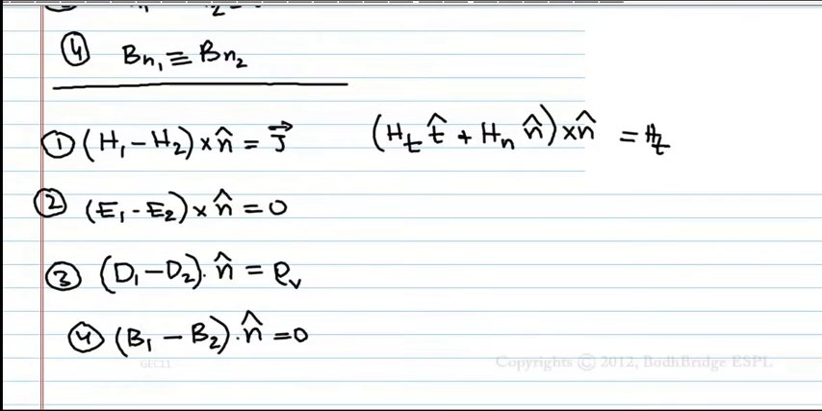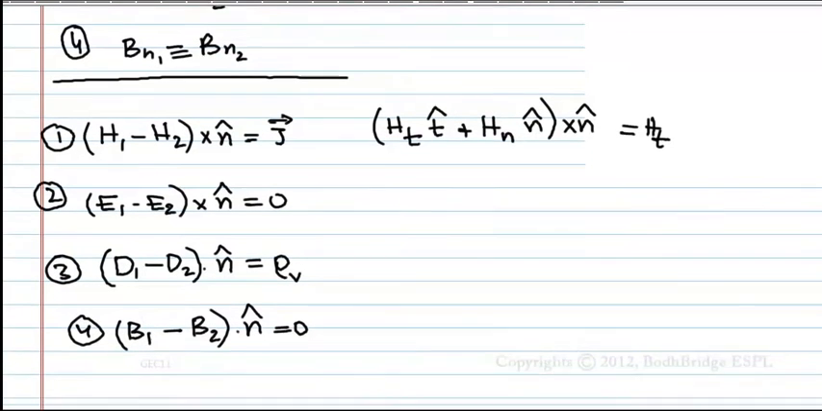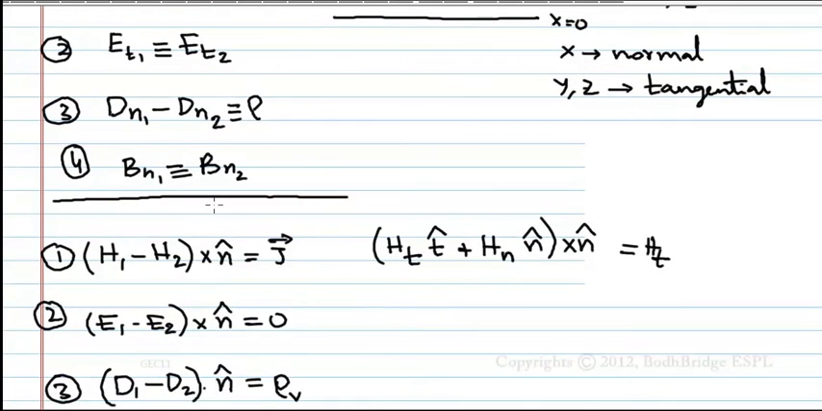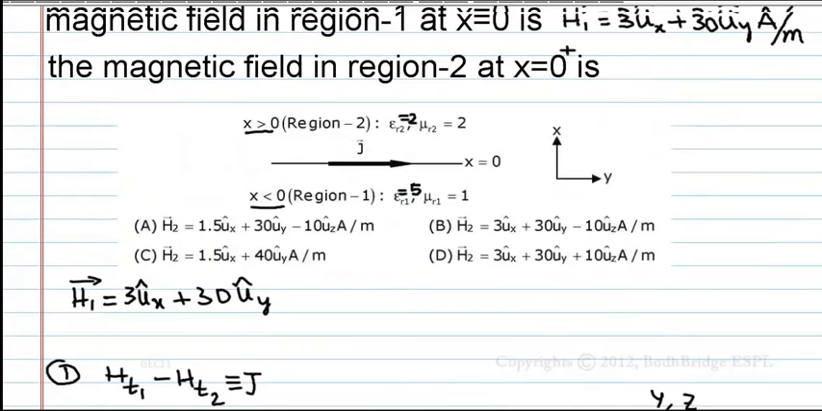Here we are writing in terms of normal component, cross and dot; there we are writing directly. And one more thing to remember is, if x equal to 0 is the boundary, x is the normal component, yz is the tangential component. If you remember these four equivalent boundary conditions and this rule, any question on boundary conditions can be solved very simply.